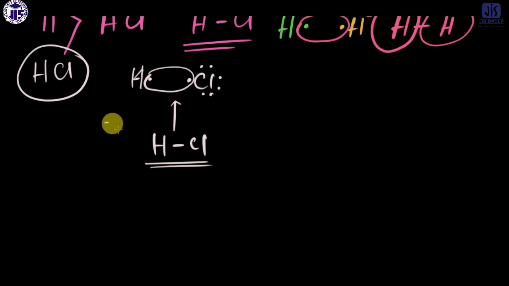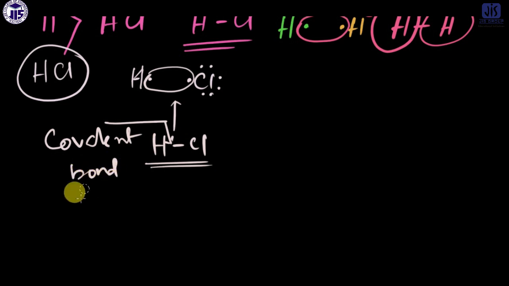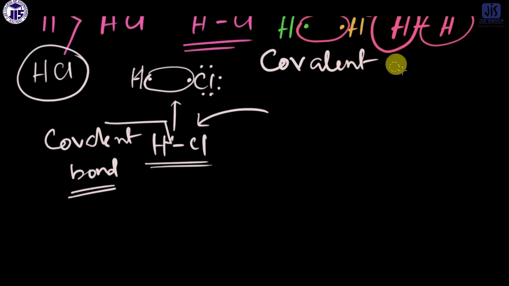Okay, so this is called the covalent bond. And the compound where a covalent bond is present, these compounds are called covalent compounds.